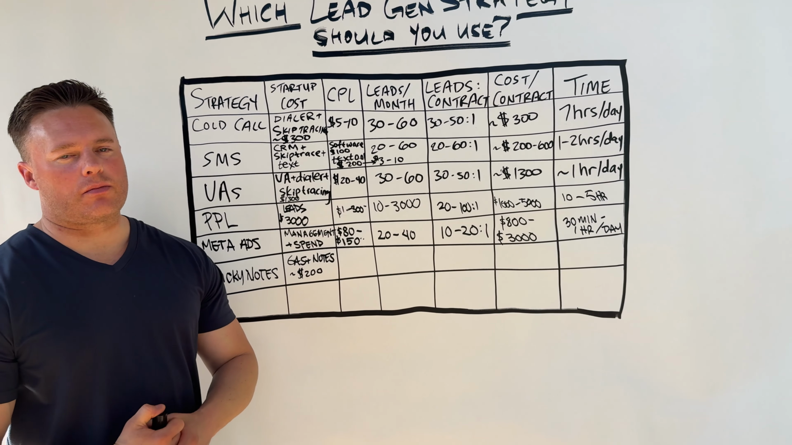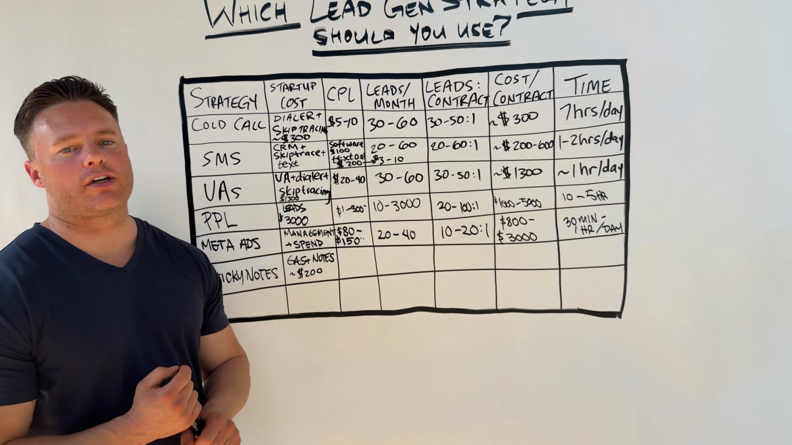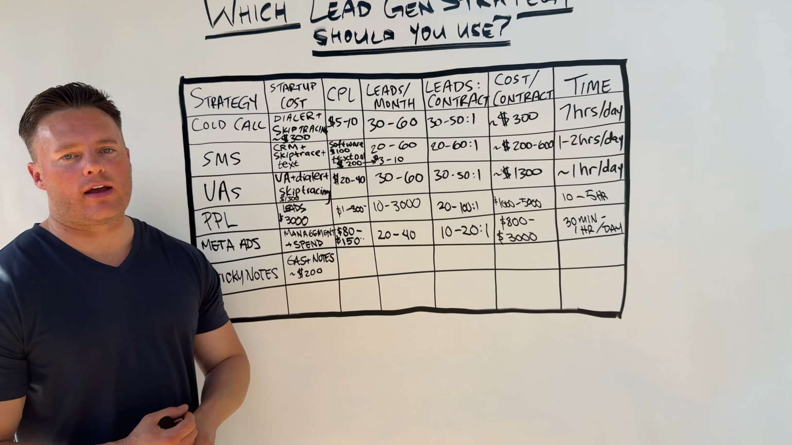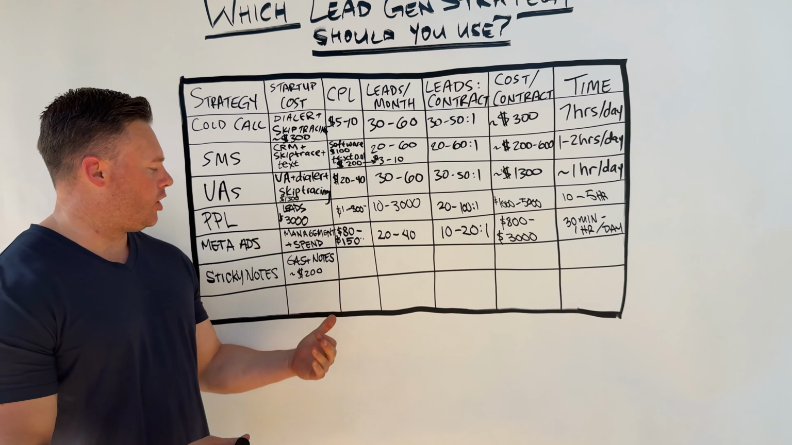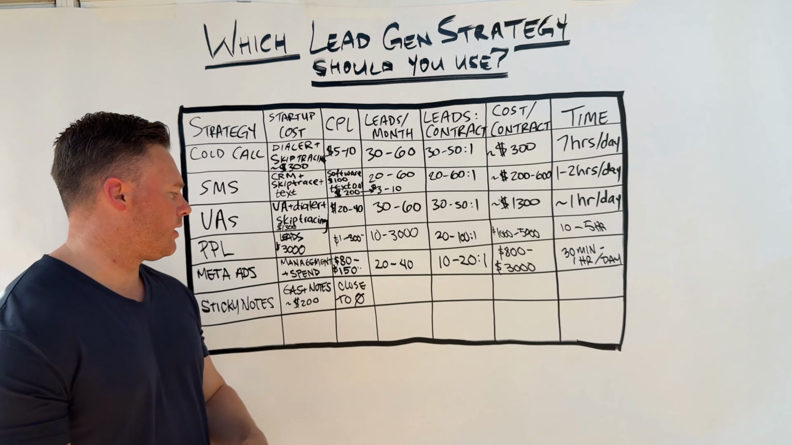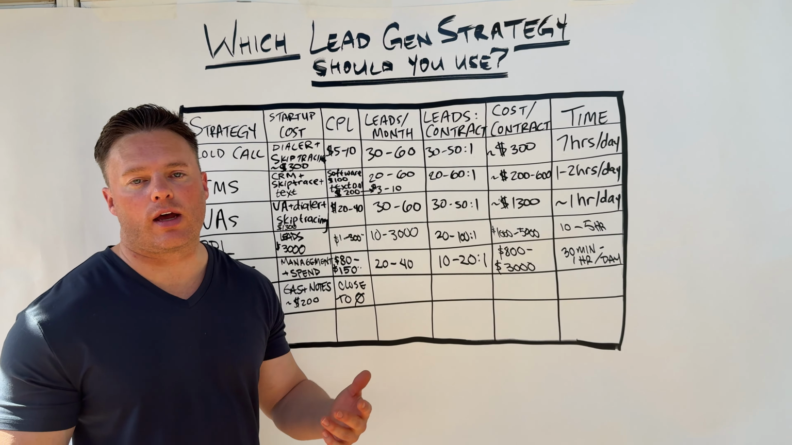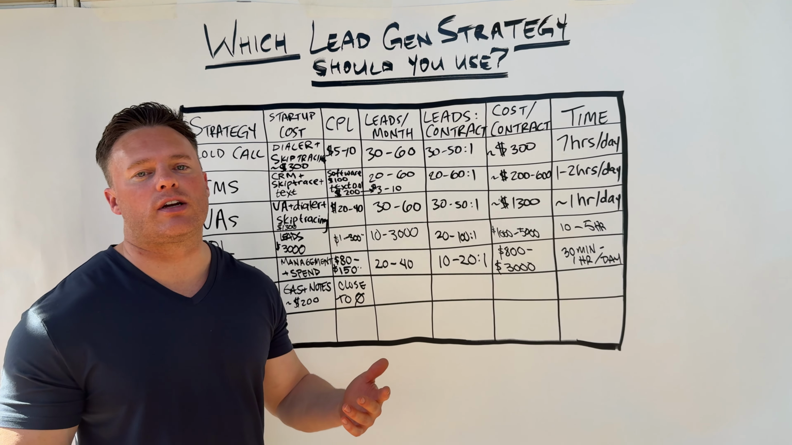So as far as the startup cost goes, it's really just gas and your cost for sticky notes. So gas, if you're spending an hour driving a day, in the month you might spend $150. Sticky notes might cost you $50 a month. So your cost per lead is pretty much as low as it gets, as close to zero as you can get, because it's basically the cost of a sticky note. That's why this strategy is actually really good for people who are just starting out.